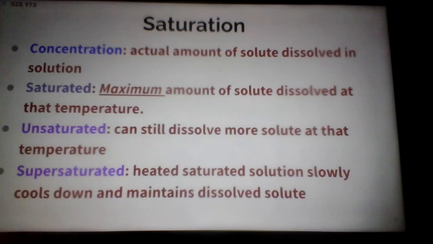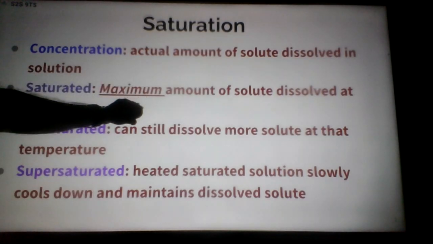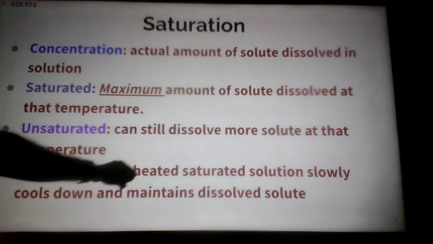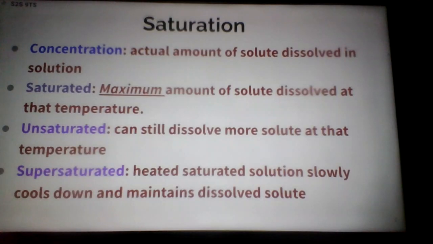And then there is supersaturated. Now in this case, here's a definition. Heated saturated solution slowly cools down and maintains dissolved solute. So when we reach this maximum, if we want more solute to dissolve, heat up the solution. Then we can put in more solute and then let that solute cool down gradually on its own. And if the change in temperature decreases gradually enough, then the solute will stay dissolved a lot more. In a few minutes we're going to talk about making fudge, and you'll see on page 217 what I'm talking about and how we can get thicker and stiffer fudge.